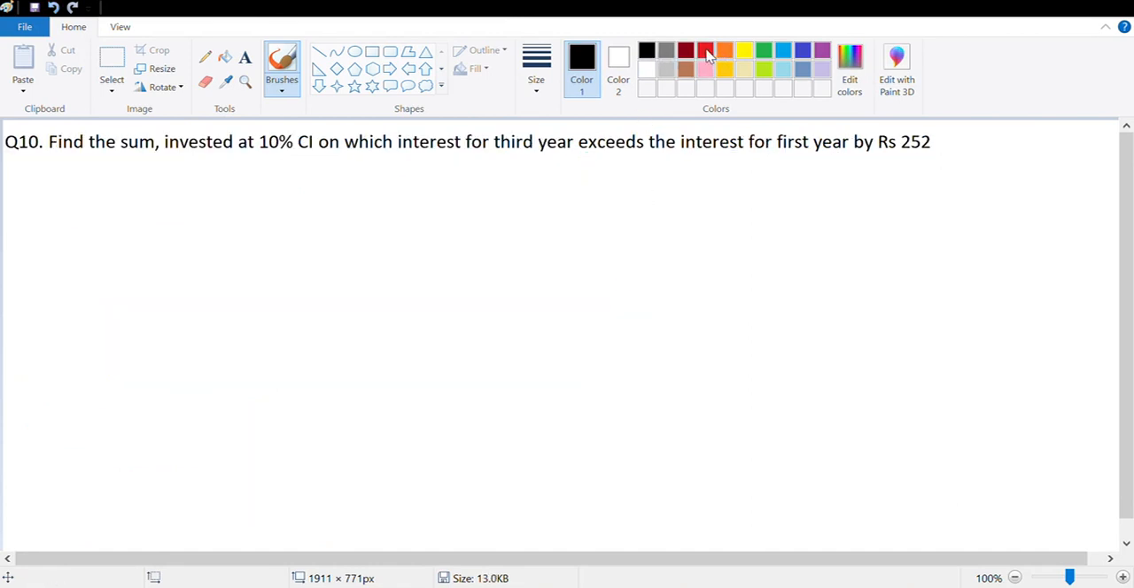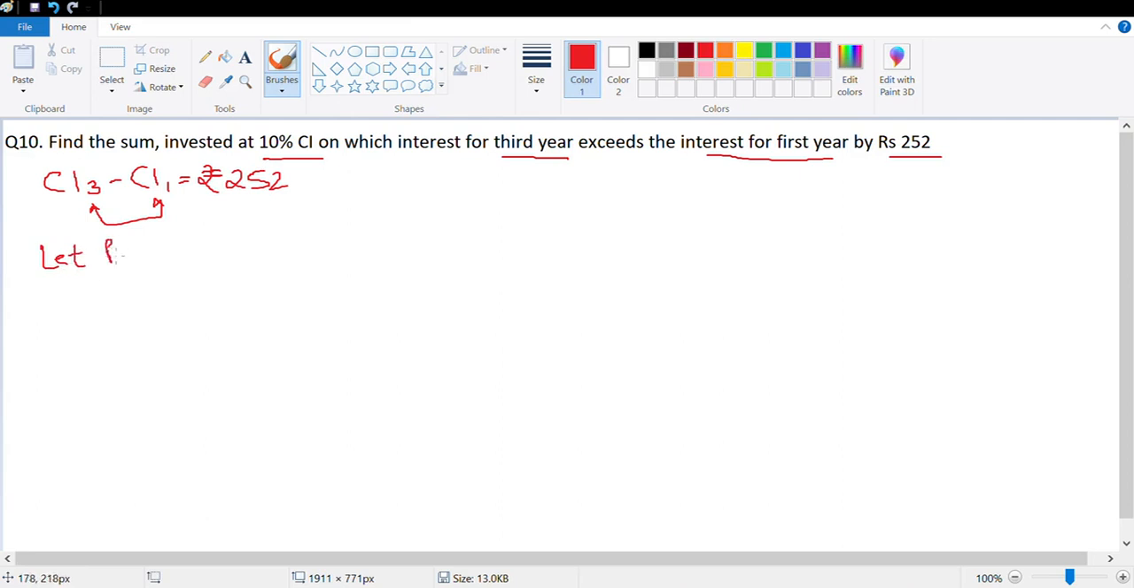The next homework question was question number 10. Find the sum invested at 10% compound interest. So the sum is not available to us. Interest on third year exceeds the interest of first year by 252. What's given is CI3 minus CI1 is equal to rupees 252. Note that these are not two consecutive or successive years, so we cannot use the formula which we had done earlier. So let's go back to the simple one, which is the unitary method.